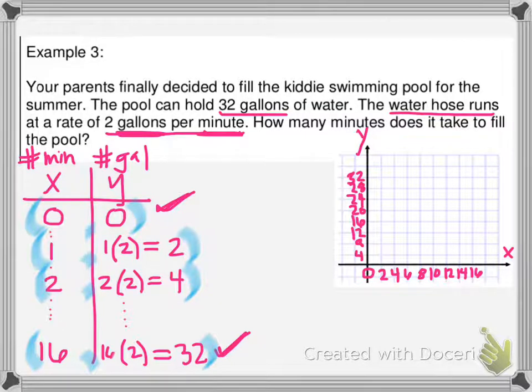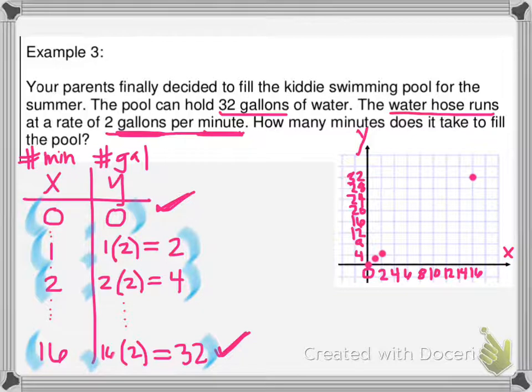So our first point is 0, 0. Actually, let me make that a little bit bigger. Boom, 0, 0. Actually, let me redo that last point, make it more the origin. The next point is 1, 2, so that's right there. The next point is 2, 4. My last point is 16, 32.